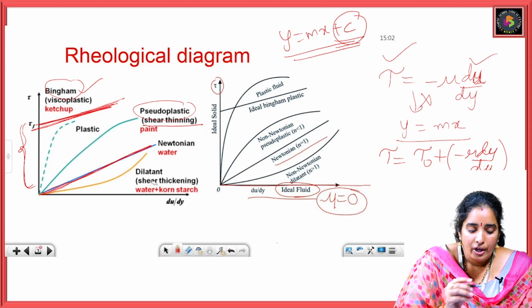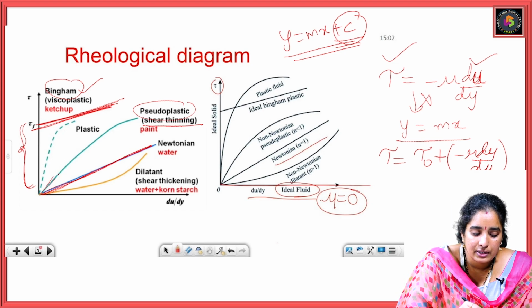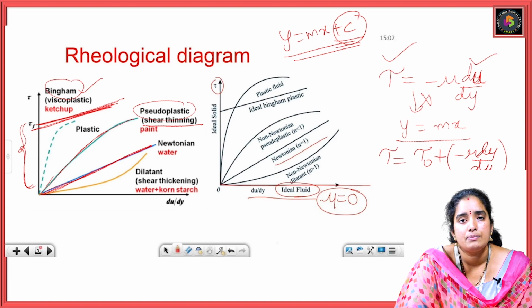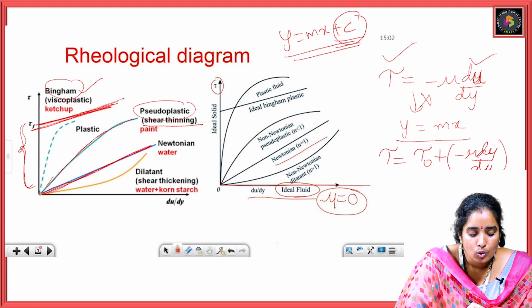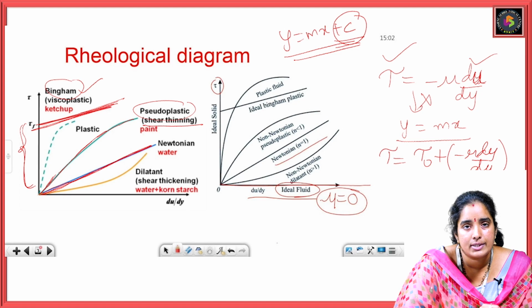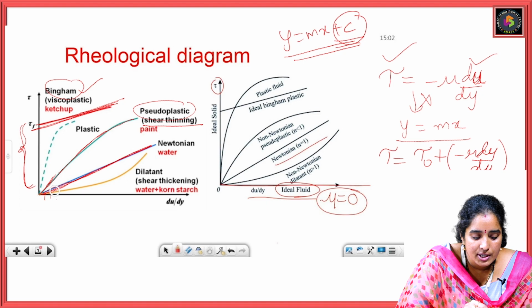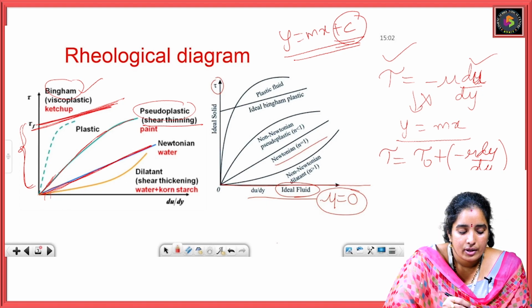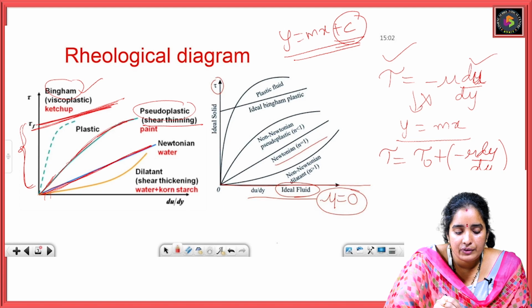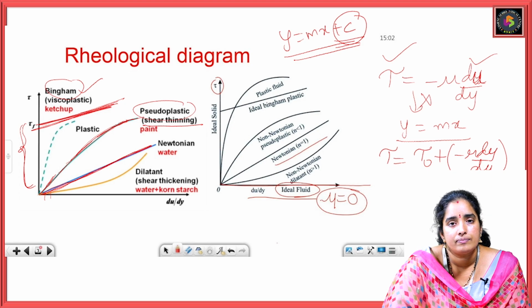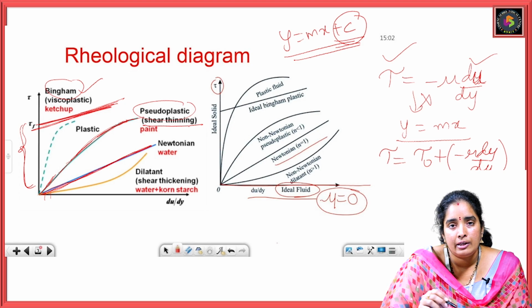What is shear thinning? If you observe the curve, that is the green curve here, observe this pattern of the curve. It is also a curve passing through the origin. But at smaller values of the shear stress, it is behaving like Newtonian fluids. This is the pattern at smaller shear rates. After that, at larger shear stress, it looks like a non-Newtonian behavior. That is called shear thinning.